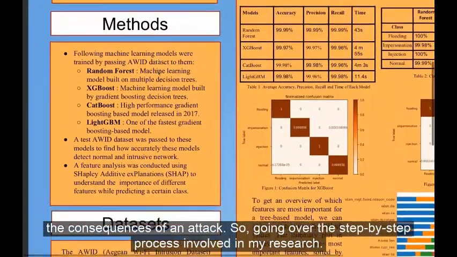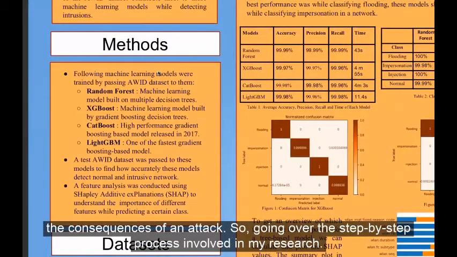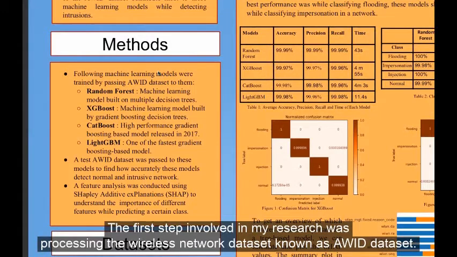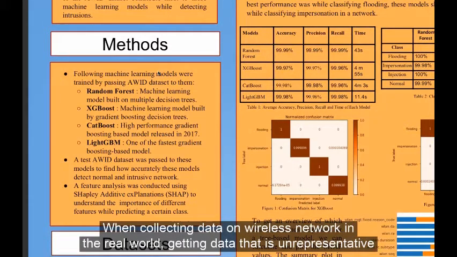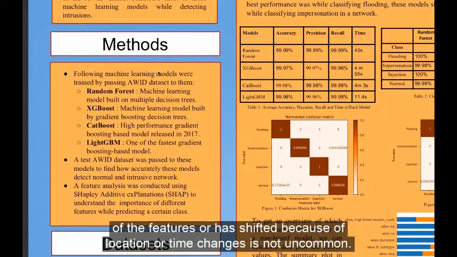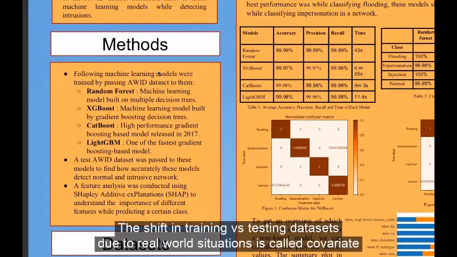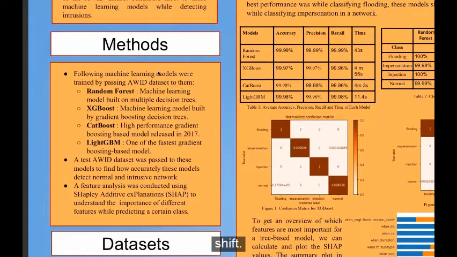So going over the step-by-step process involved in my research, the first step was processing the wireless network dataset, known as AWID dataset. When collecting data on wireless network in the real world, getting data that is unrepresentative of the features or has shifted because of location or time changes is not uncommon. The shift in training versus testing datasets due to real-world situation is called covariate shift.